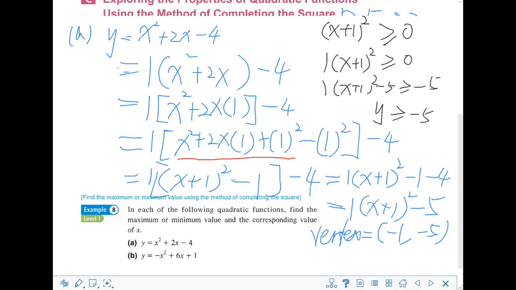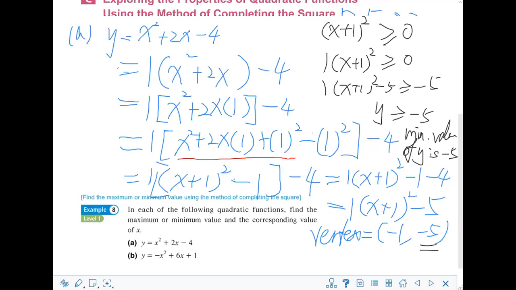No matter what value of x it is, y is always larger than or equal to -5, which means that the minimum value of y is -5. Okay, the minimum value of y is equal to -5, and that is the y coordinate of the vertex, like this. Okay, but how to get it?